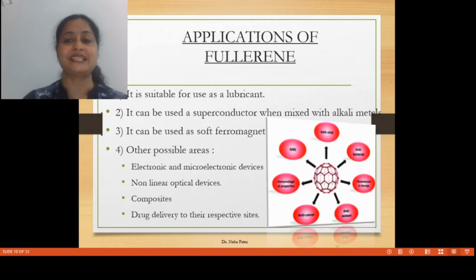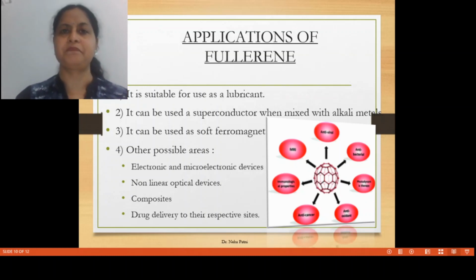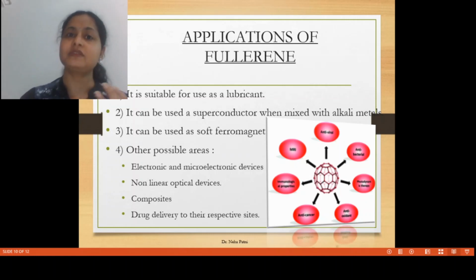Now coming to the last slide of today's presentation, it is related to the application of fullerene, and again there are many applications. I've just simply written a few of them. The first one is that it is used as a lubricant. I think you can remember graphite also is used as a solid lubricant. So the way graphite is used, similarly fullerene also can be used as a lubricant.